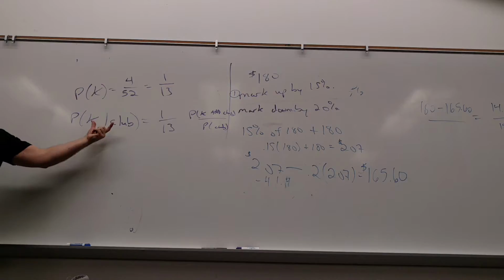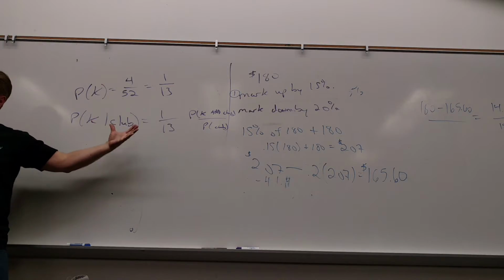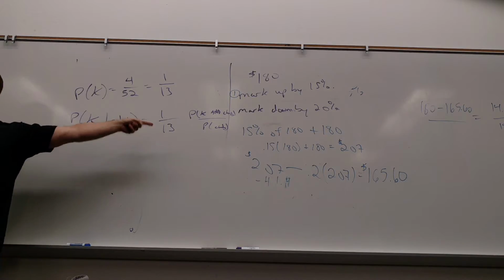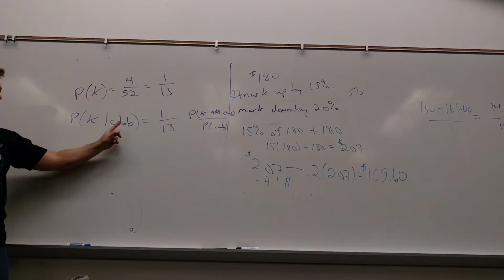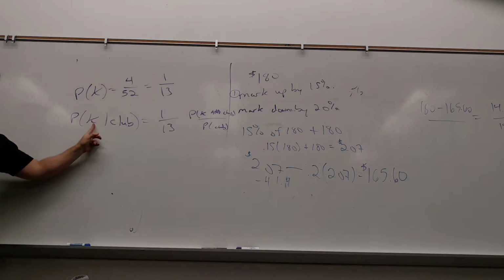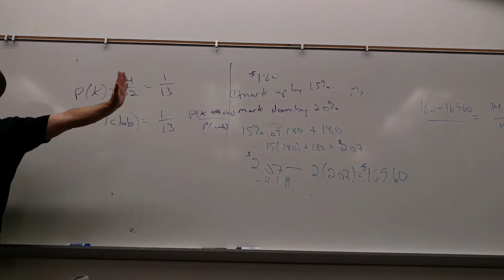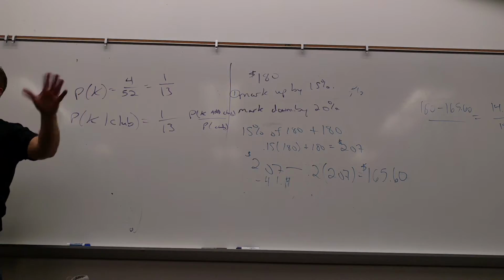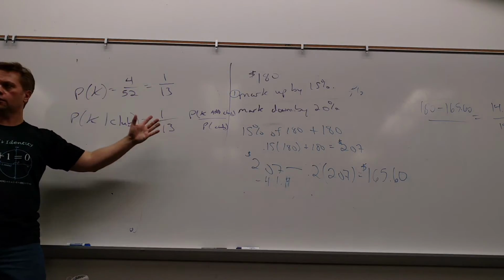So I would say these are independent. Even though a club happened, the probability of king didn't care. It stayed the same. If the probability stays the same even though I give you information, they're independent of each other. They don't affect each other. The king didn't care. It's still a 1 out of 13 chance.